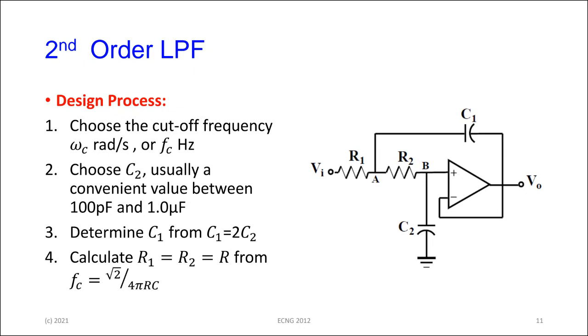Good thoughts. Okay, so how do we design the low pass filter? Well, again, the first thing with the filter always is to choose a cutoff frequency. You choose it in radians.